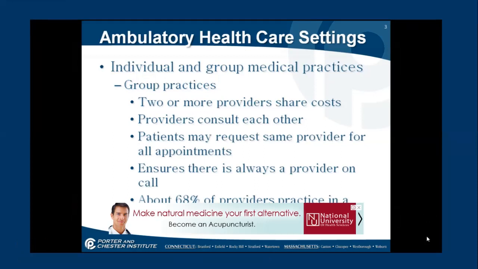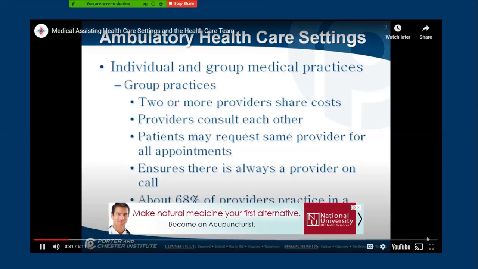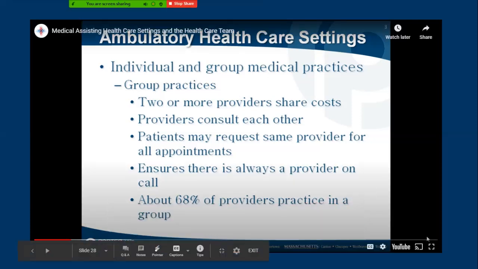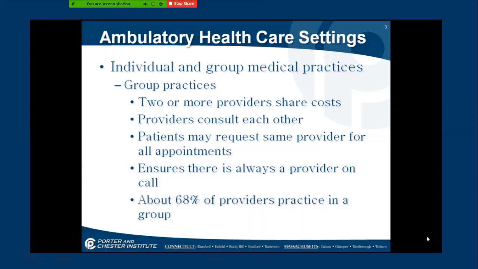Individual and group medical practices. A group practice has 2 or more providers that share the costs. The providers can consult each other. The patients may request the same provider for all appointments. It ensures there is always a provider on call. About 68% of providers practice in a group such as this.